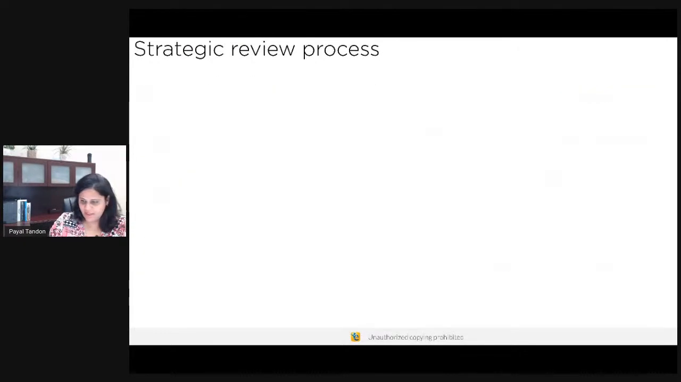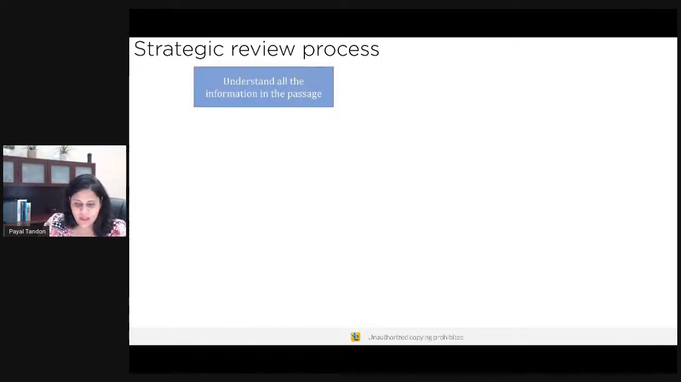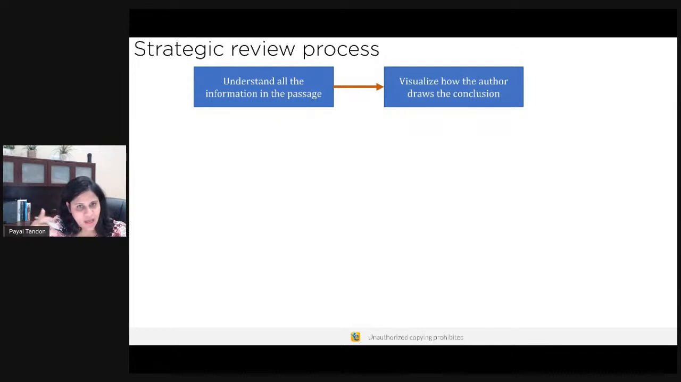Okay. Next, I'm going to tell you now that you have reviewed the solution, let's cut from the question right now. Let's just talk about the strategic review process. How is it that we solve the question? We solve the question by understanding all the information in the passage. Then we visualize how the author is drawing the conclusion. In this first step, we are just concerned about what the author is saying. In this second step, we are thinking about how the author has put the pieces together.